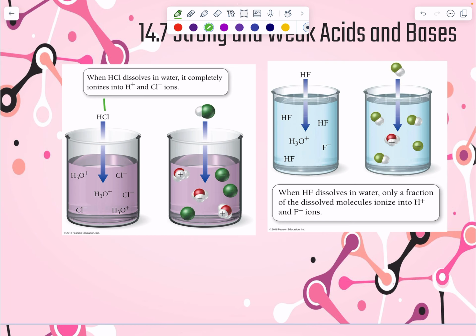HCl is considered a strong acid. Hydrochloric acid is a strong acid. If you see when HCl reacts with water or dissociates in water, it forms all H3O plus ions. So you can see there's absolutely no HCl together, right? There's no HCl in the solution. It has reacted 100%.